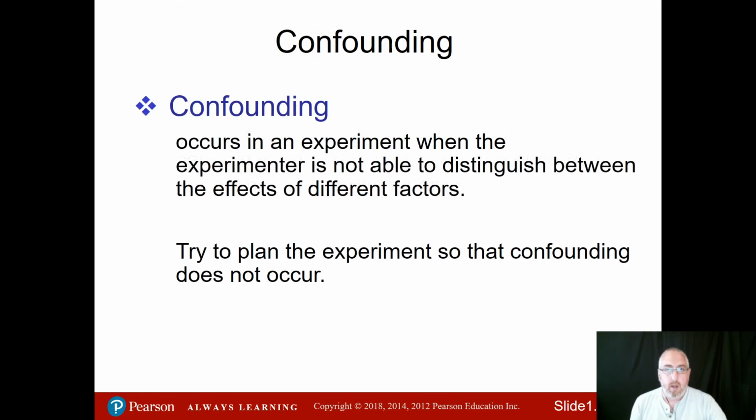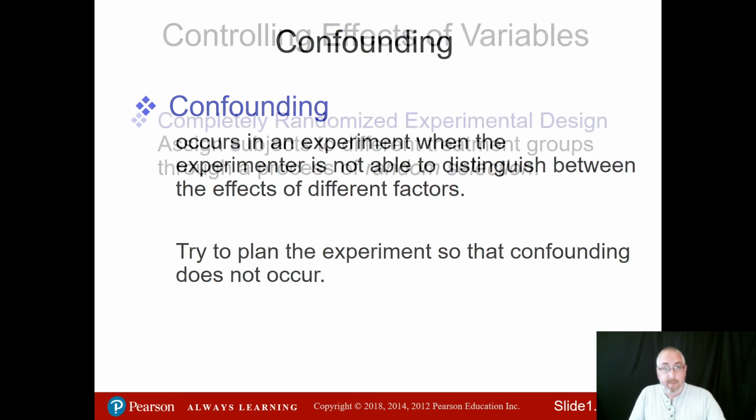Okay, so even though we try to do those things, there's still problems that occur. So confounding occurs in an experiment when the experimenter is not able to distinguish between the effects of different factors. Try to plan the experiment so that confounding does not occur. Okay, so again, we want to always try to avoid mistakes and errors and things like that. So what are some ways we can do that?